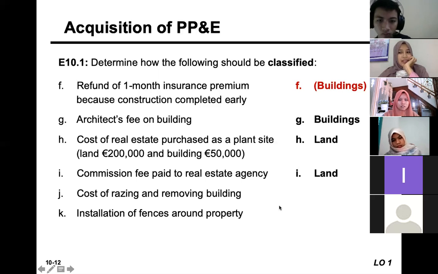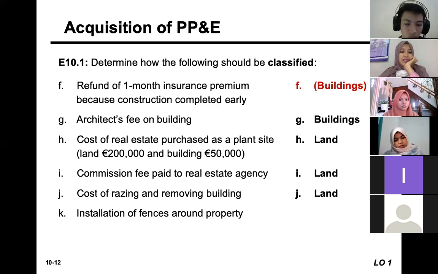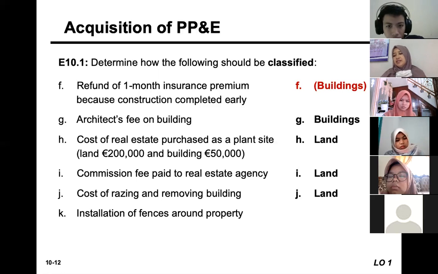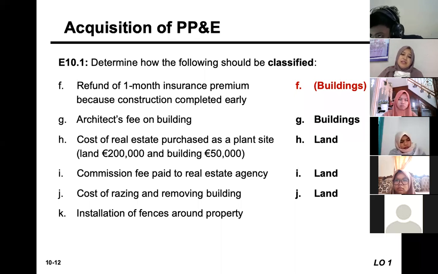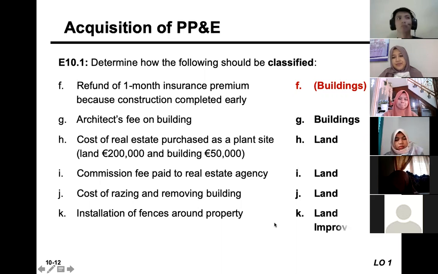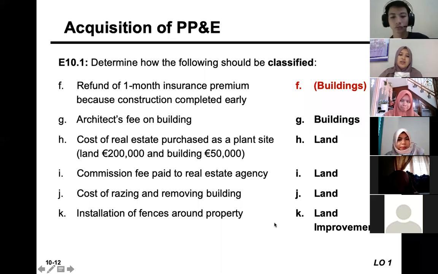Is it land, Miss? Yes, land. Okay, installation of fences around property. Remember, installation of fences is not really a permanent structure. So we consider that a land improvement. Right, it's a land improvement. It's not really integral to the land.